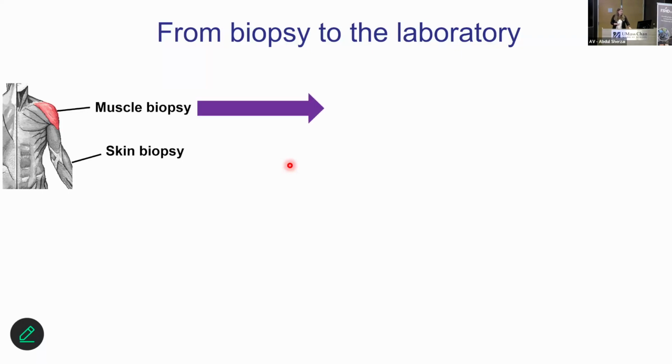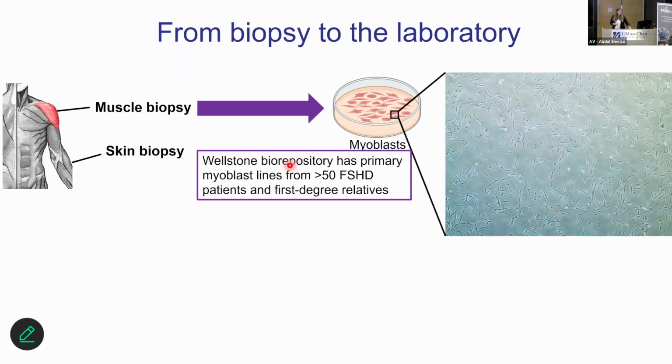When you have a muscle biopsy or an open muscle biopsy, they take out these cells and we can put them into a dish and we isolate what's called the muscle stem cells or myoblasts. And these myoblasts, just to give you an idea of what this looks like in a dish, this is a picture of some patient myoblasts that we have.